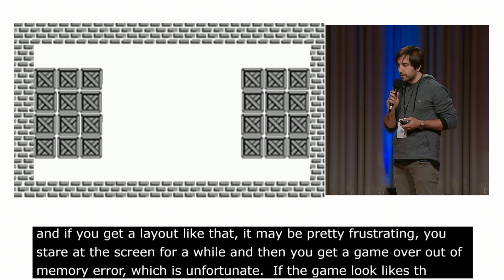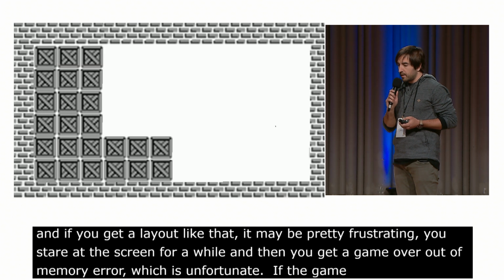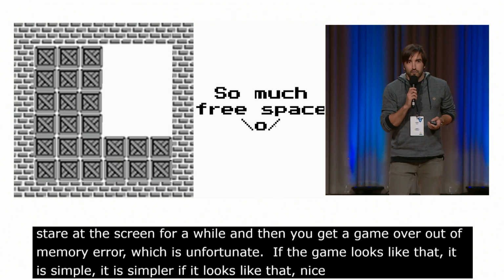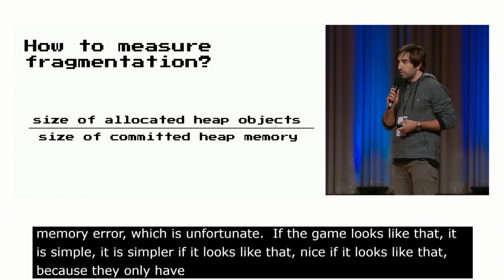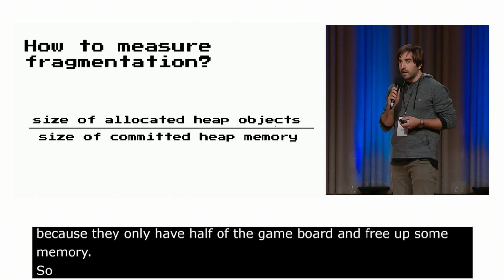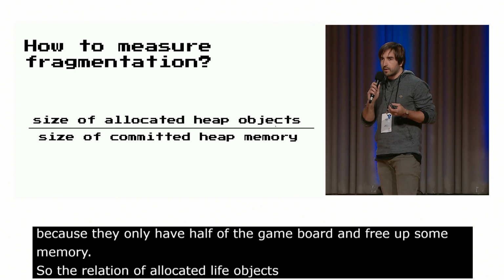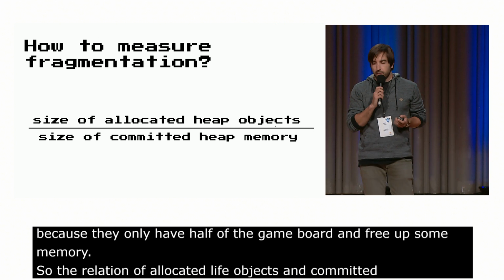If the game board looks like that, well, it's pretty simple. You find a spot. It's getting even simpler if it looks like that. It's nicer if it looks like that, because there you actually only need half of the game board and can free up some memory. So the relation of allocated live objects and committed memory of the heap is called fragmentation. We can measure that. We have numbers in UMA.